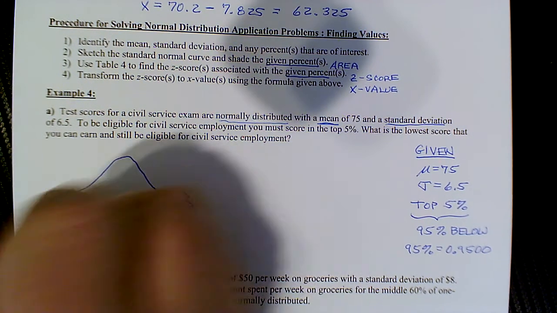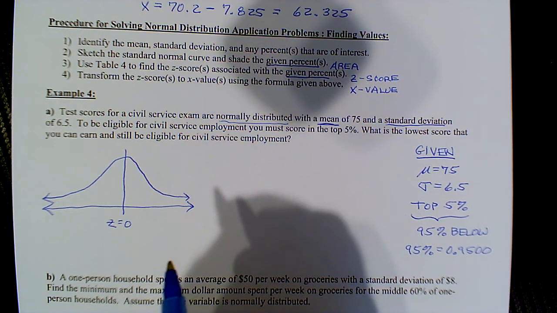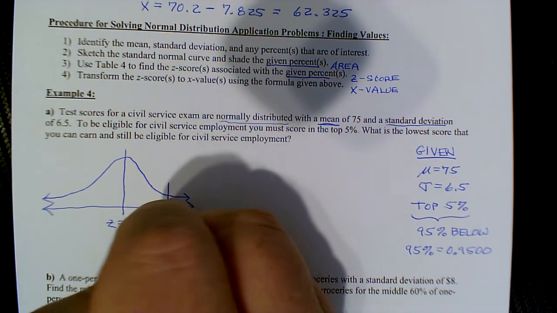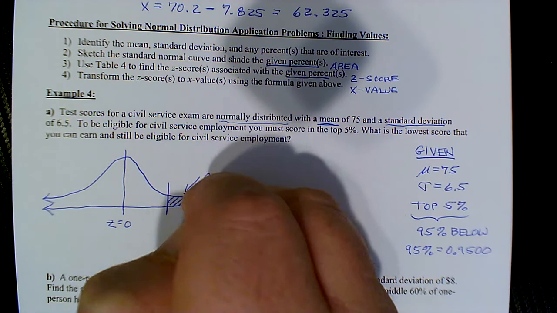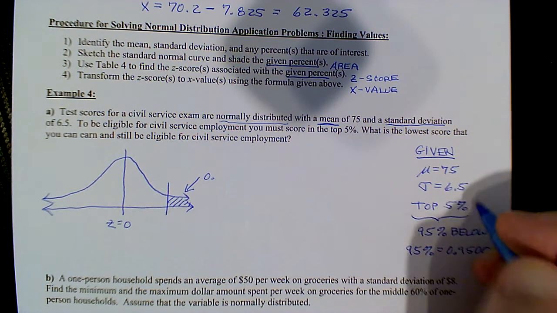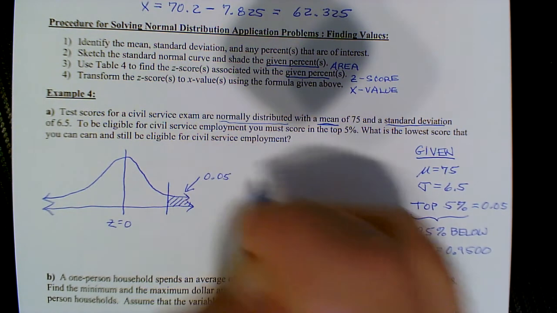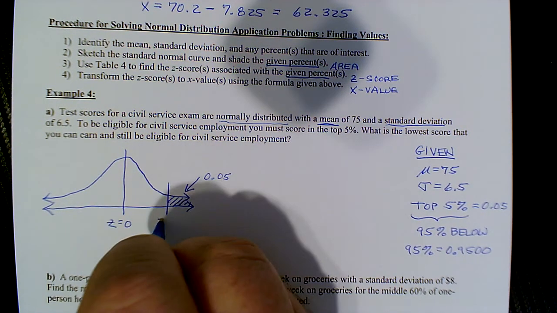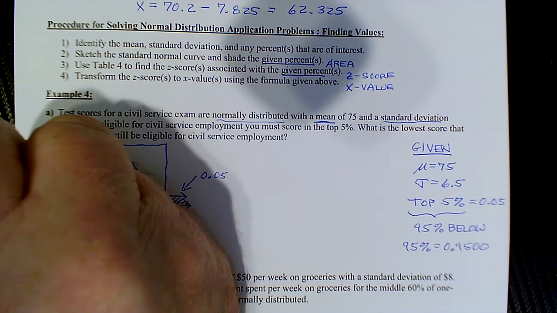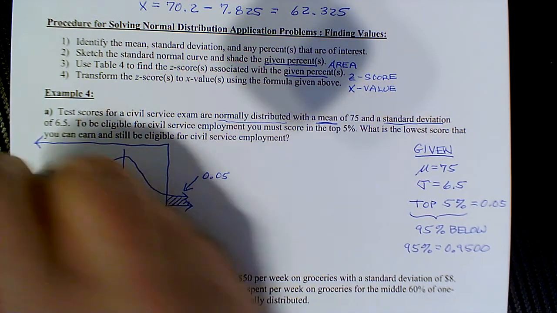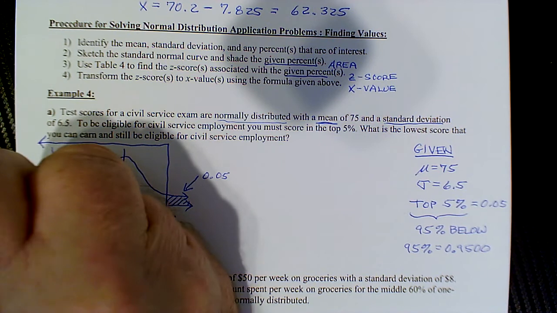So when we draw our distribution, again, always label z equaling 0 down the middle. We're talking about a situation where in this tail, there's 5%, let me change that, 0.05, right? So in that tail, there's 0.05. And that's the z-score we're looking for. But we want the left cumulative area to find that z-score. So that's going to be 1 minus the 0.05, or 0.95.